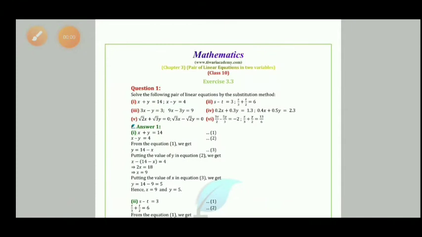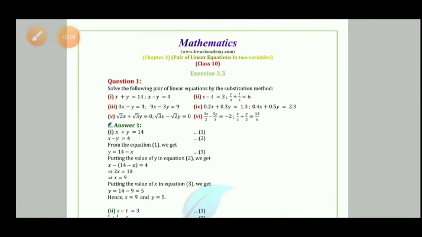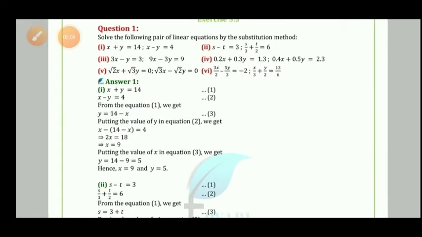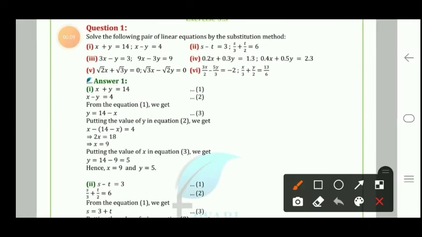Exercise 3.1 of Chapter 3, Pair of Linear Equations in Two Variables. Starting with question number 1: x plus y is equal to 14 and x minus y is equal to 4. We have to use the substitution method here. So we have written x plus y is equal to 14, x minus y is equal to 4.